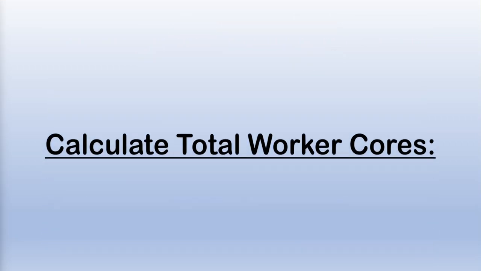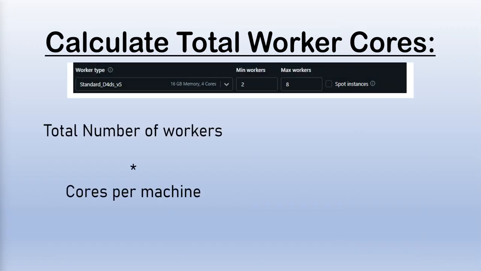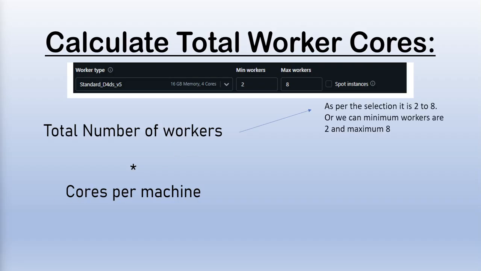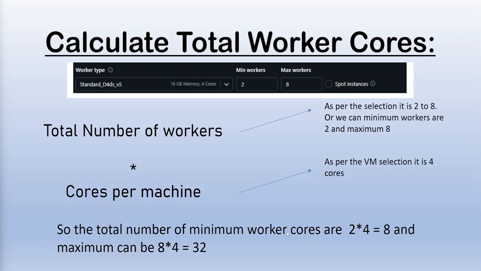If you talk about the formula to calculate it, we need the total number of workers, and then we need to multiply the total number of workers with the cores. And as we discussed, for the workers, we have minimum 2 workers and maximum 8 workers. And the cores per machine is 4, if you see the selection here. Now, based on this formula, total number of workers multiplied by the cores per machine, we can have minimum worker cores as 8, and maximum can be 32.